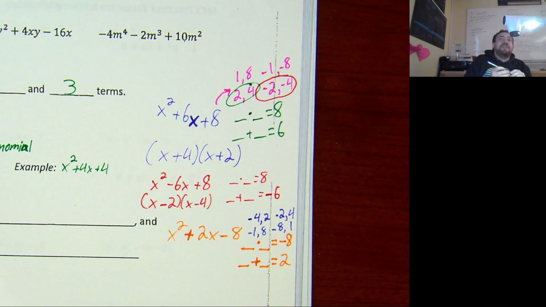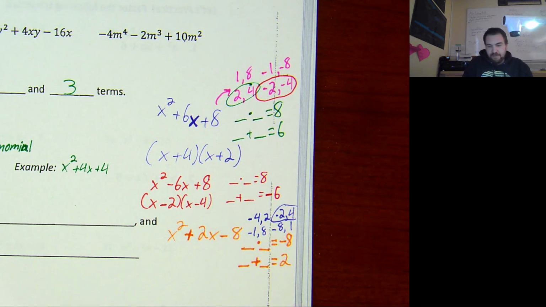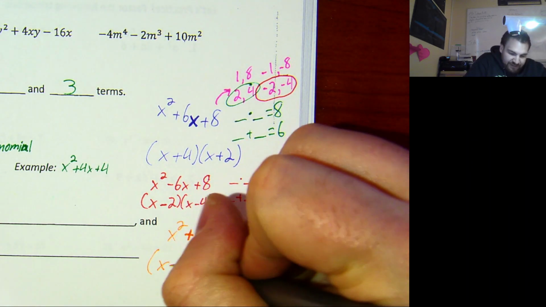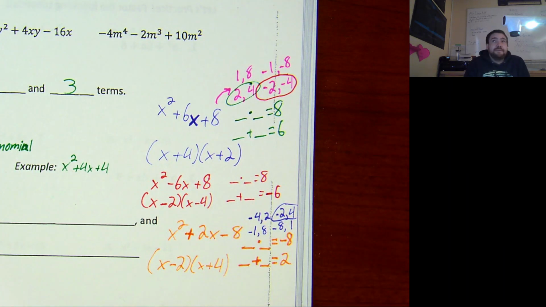Now, which pair there is going to add to positive 2? It's going to be this guy right here. Negative 2 and 4. Thank you, Aiken. So then I'm going to get something that looks like this: x minus 2 and x plus 4.